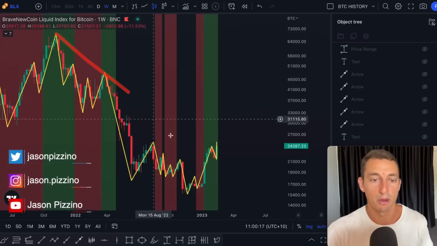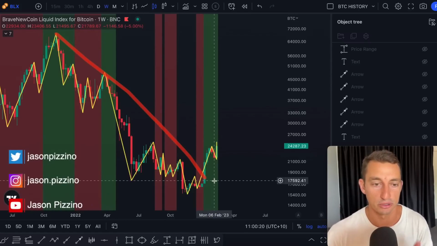I got more videos coming up on how you can use this indicator for your crypto trading, looking specifically at these swing tops.